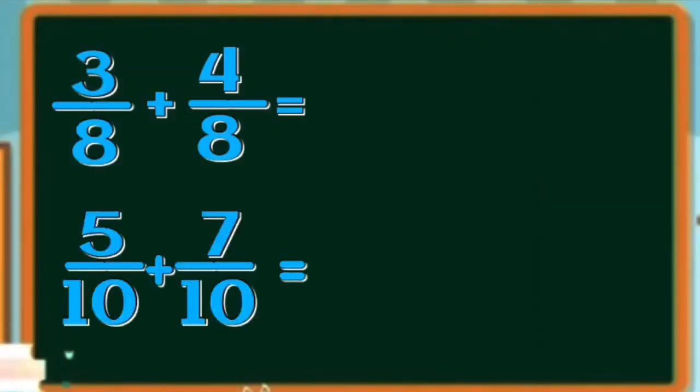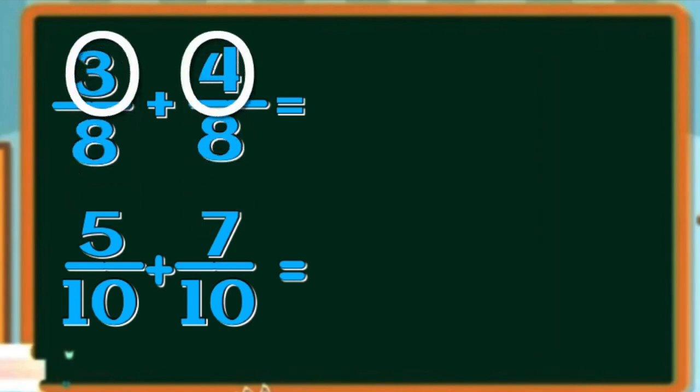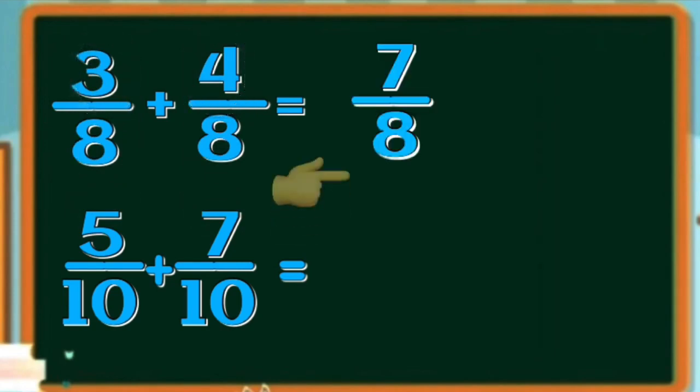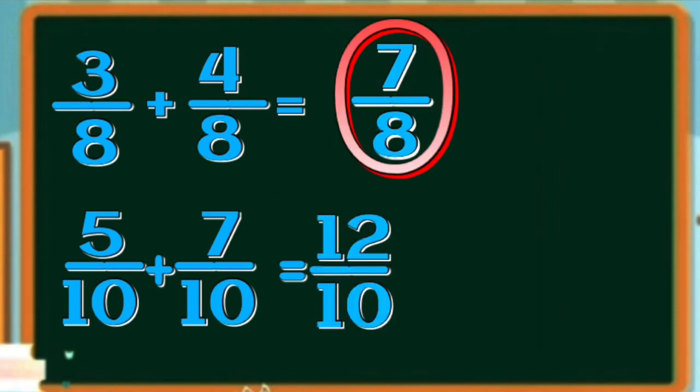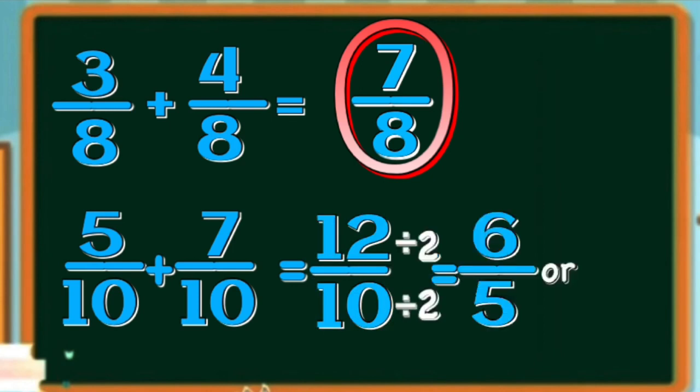I have here 2 more examples, and if you are confident enough to answer ahead, then feel free to do so. Just pause this video and we're going to check it later. So first number, we have 3/8 plus 4/8, and the answer is 7/8. Next, 5/10 plus 7/10, the answer is 1 and 1 over 5.